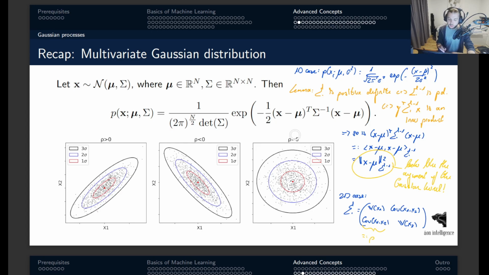And here we have a covariance of 0. So the two features x1 and x2 are unrelated. Knowing about one of the coordinates doesn't tell you anything about the state of the other coordinate. So you have this round shape. But again, you have these circles indicating the standard deviations from the expectation. And as you deviate from the expectation mu, which is the center, you will have fewer and fewer points.